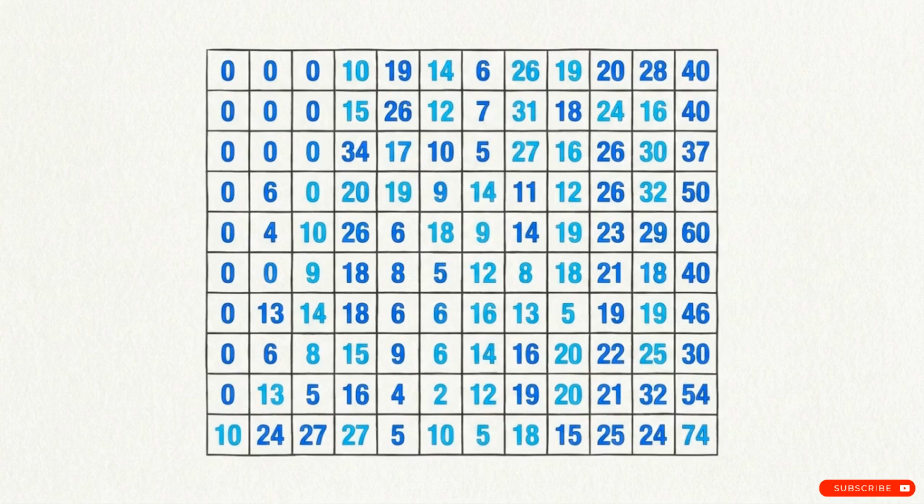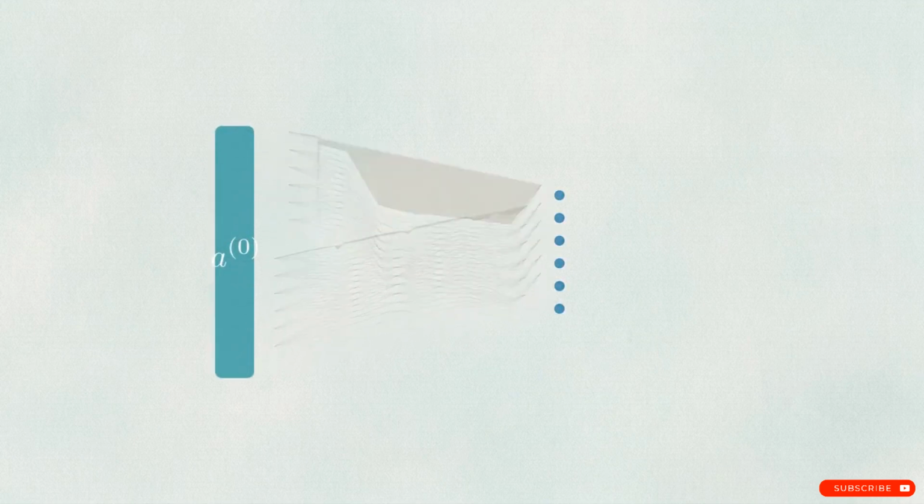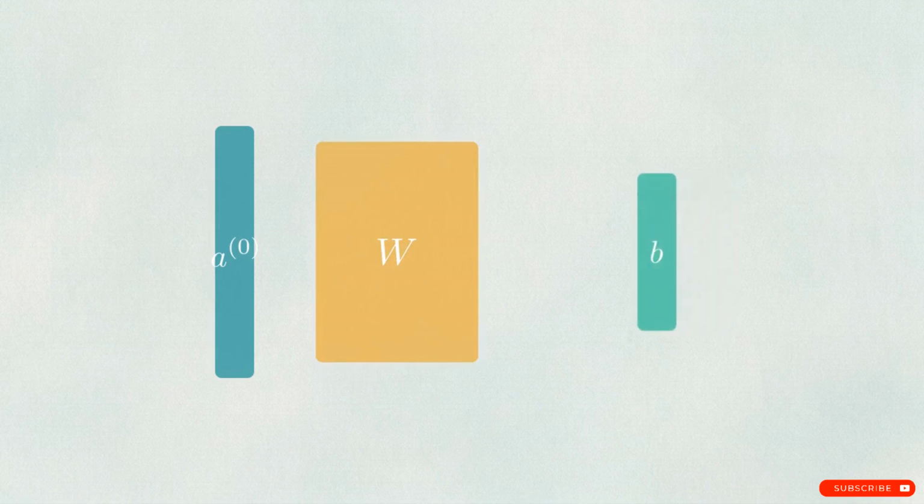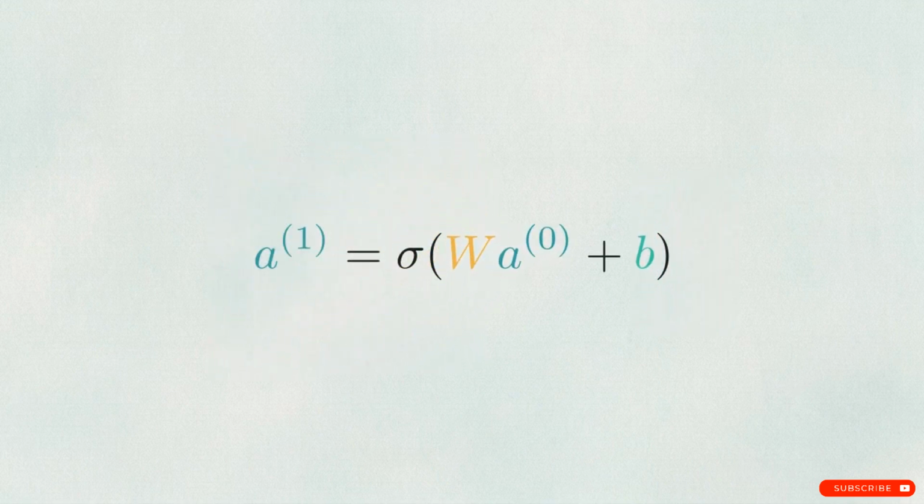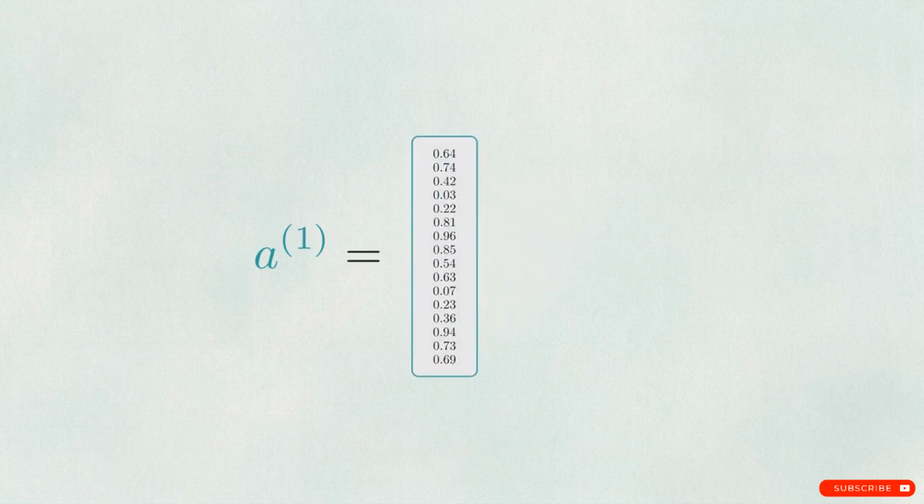Linear algebra provides a method for organizing and speeding up these calculations. Instead of individual connections, we package all input activations into a vector and all weights into a matrix. The entire transition from one layer to the next can then be written as a concise mathematical expression. In this equation, W is our weight matrix, A is our activation vector, B is the bias vector, and sigma is the activation function, like ReLU. This allows the computer to process an entire layer's worth of information using a single matrix vector multiplication.